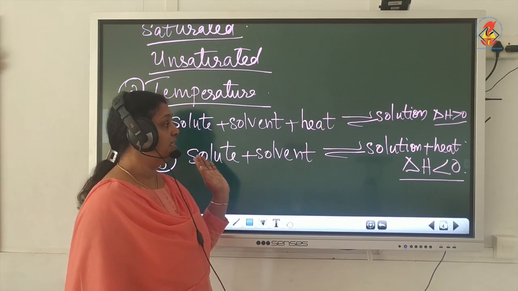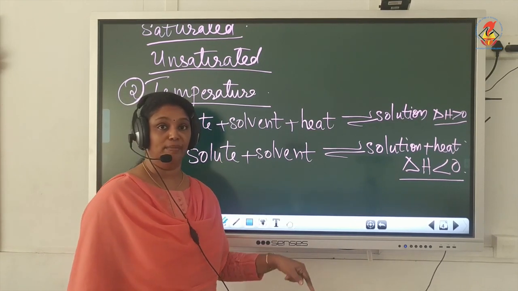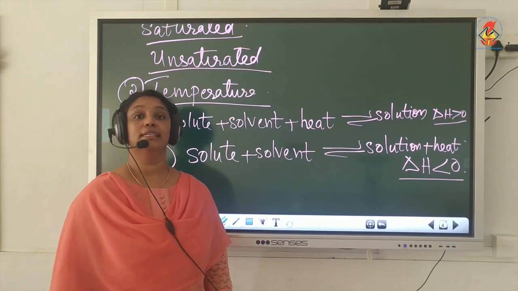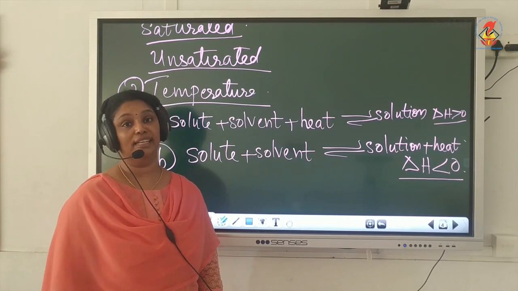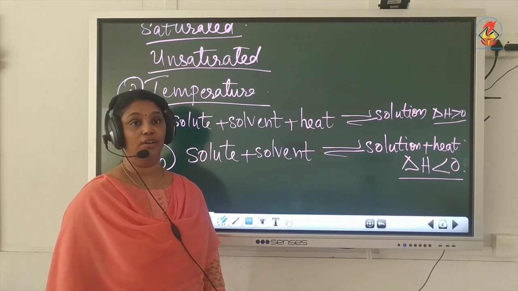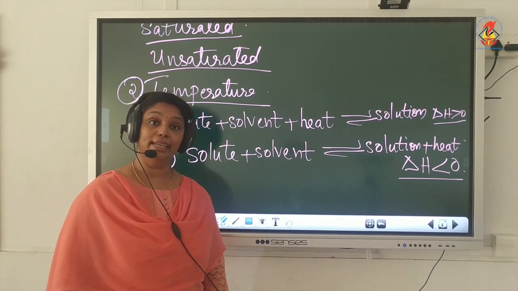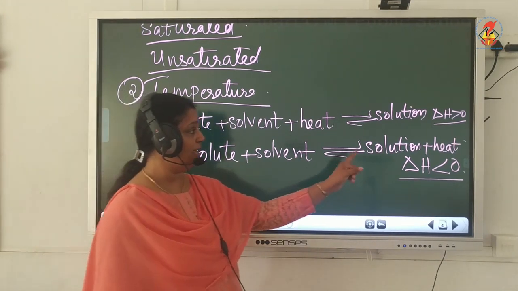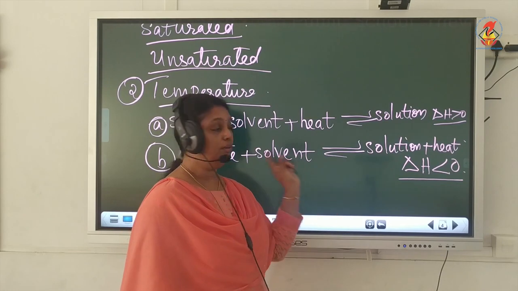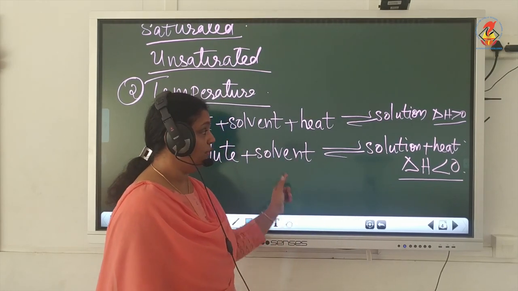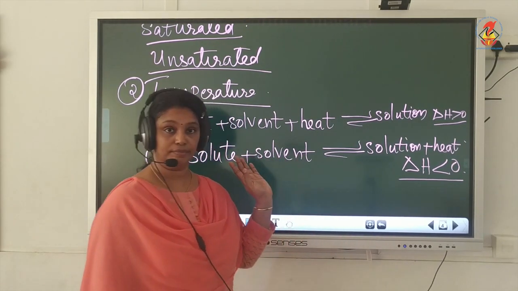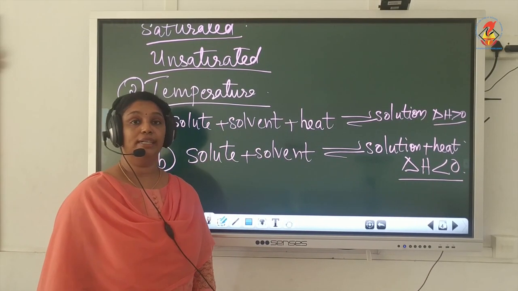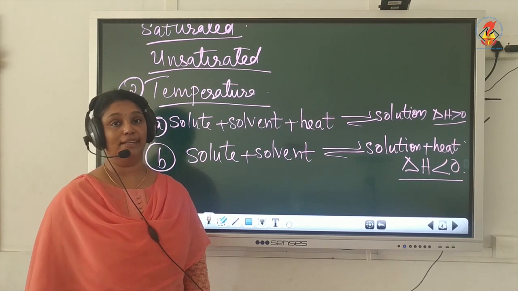So, if the dissolution process is exothermic, then the solubility of solid in liquid decreases with increase in temperature. Or we can say the solubility of solid in liquid increases with decrease in temperature. So forward reaction, exothermic, low temperature. So the solubility will increase with decrease in temperature if the dissolution process is exothermic. So this is the effect of temperature on solubility of solids in liquids.